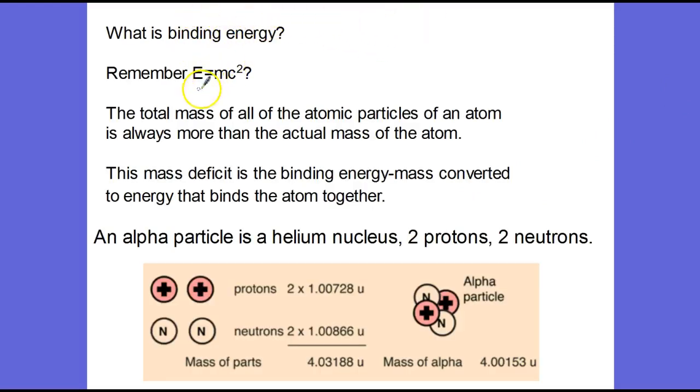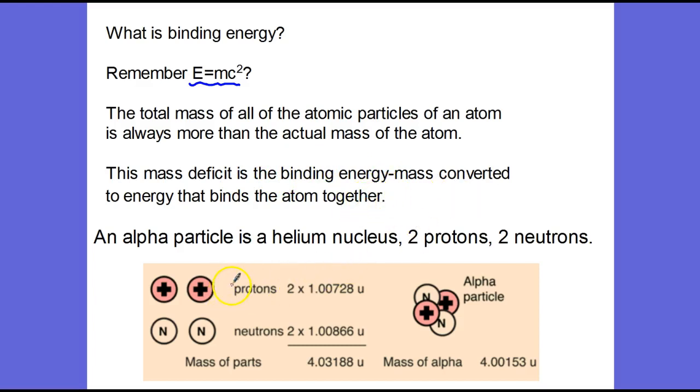Binding energy. So remember the formula E equals mc squared. We'll talk about it a couple of times today. The total mass of all the atomic particles of an atom is always more than the actual mass of the atom. The difference between the sum of the particles and the atom mass is called the mass deficit, and it is mass that has been converted to energy that is holding the atom together.